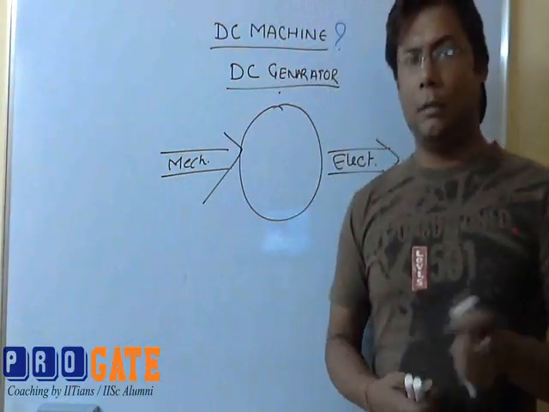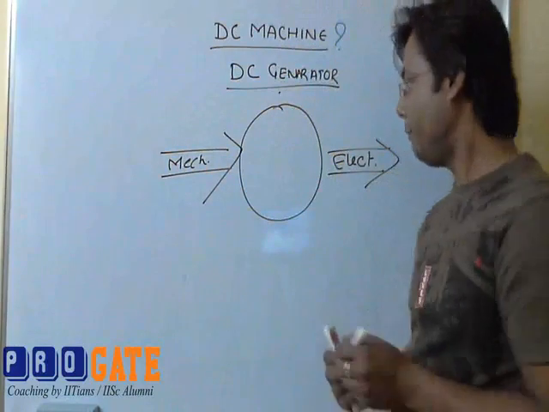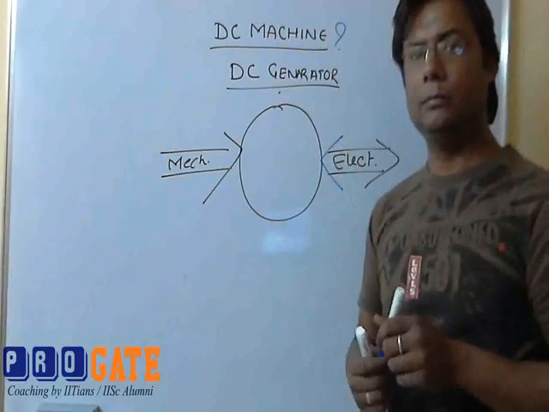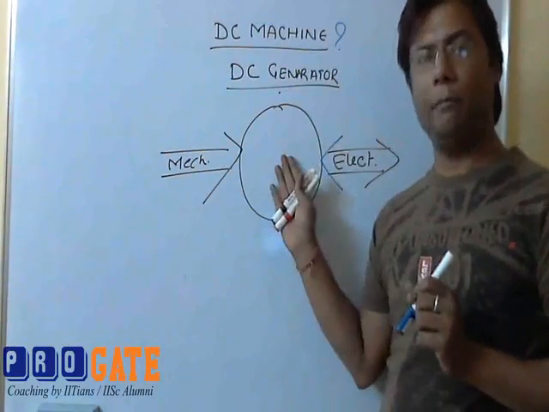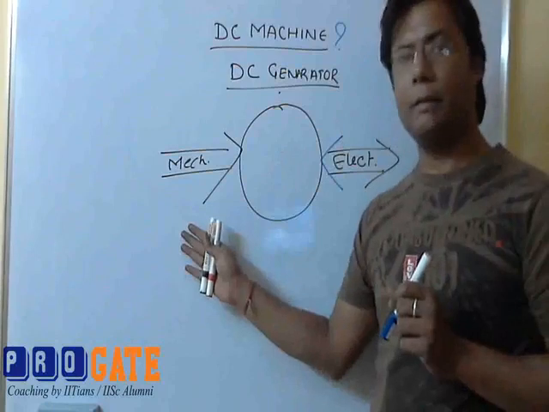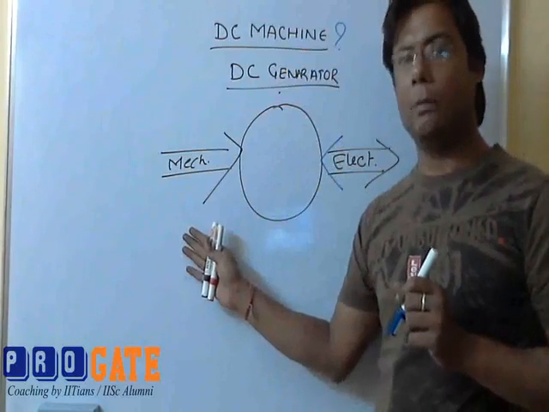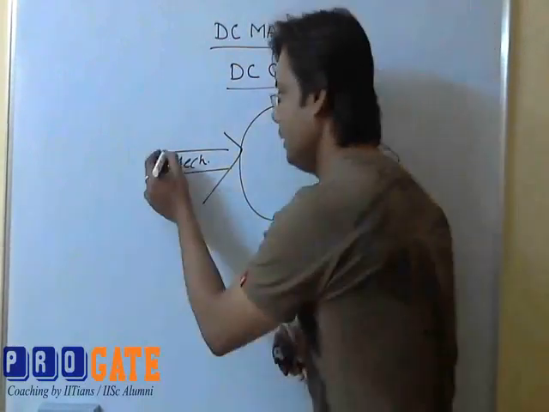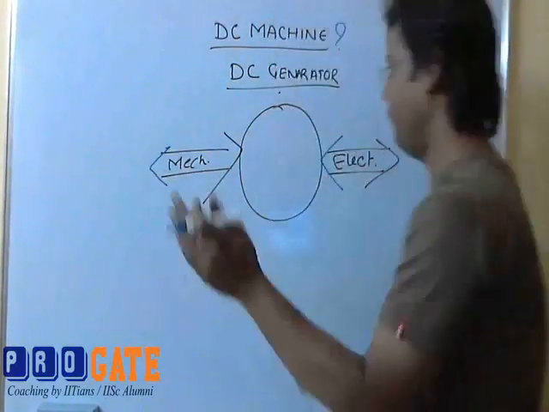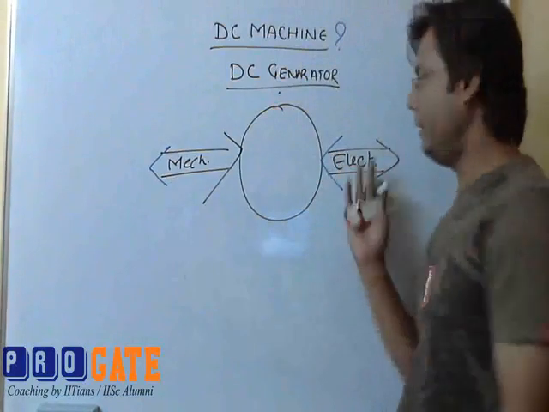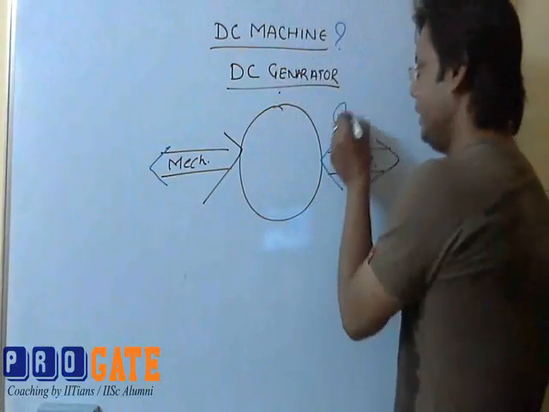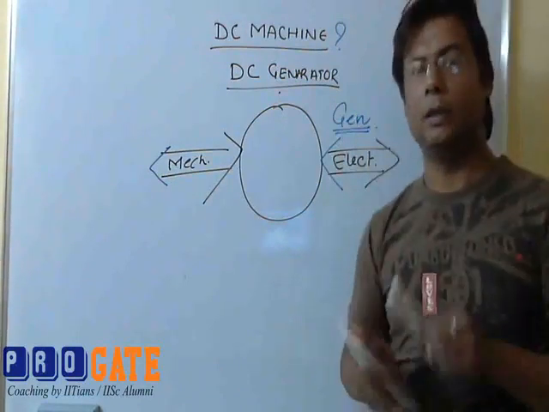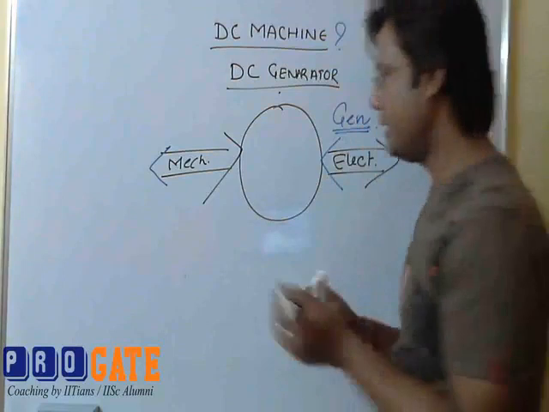In the same way, if you are applying electrical power to the machine, it is getting converted into mechanical power, which is called the electrical motor. So when it is from mechanical to electrical, it is called a generator. When it is from electrical to mechanical, it is called a motor.